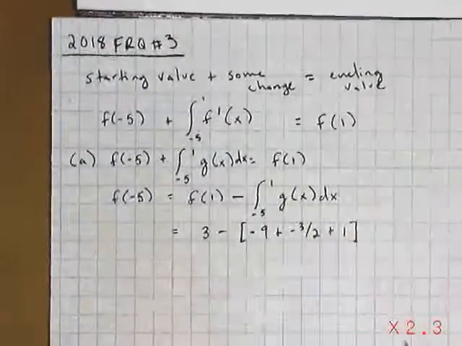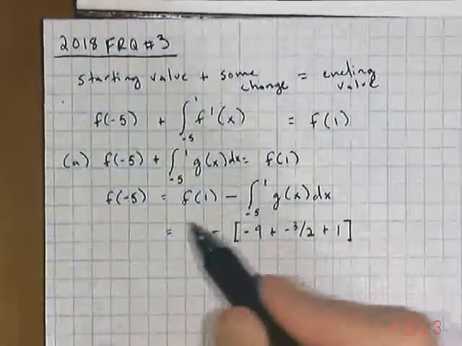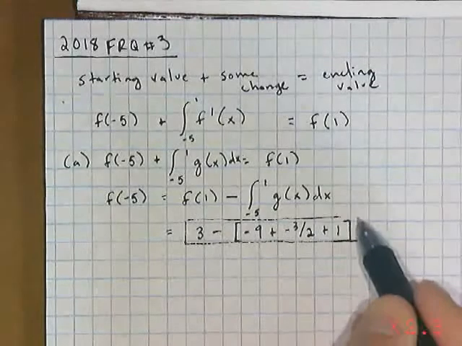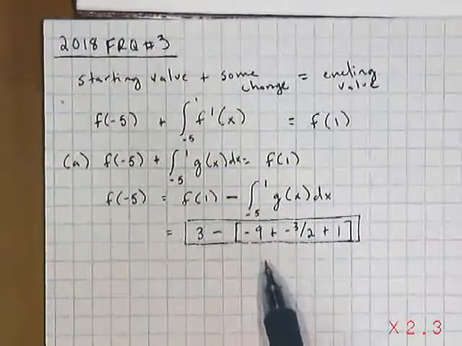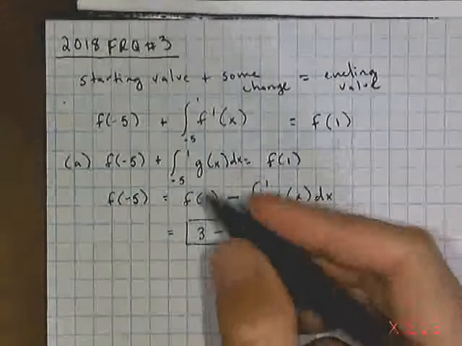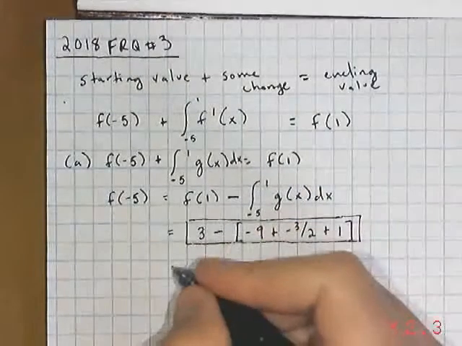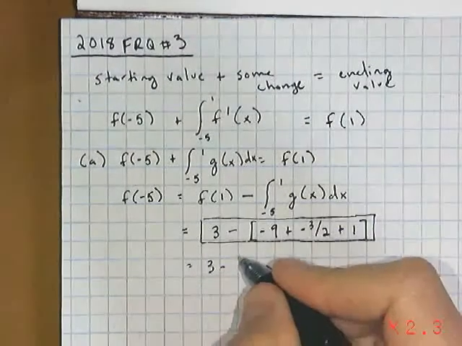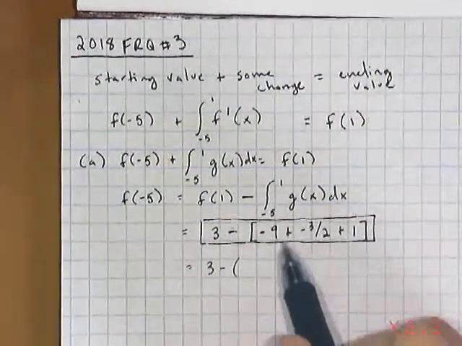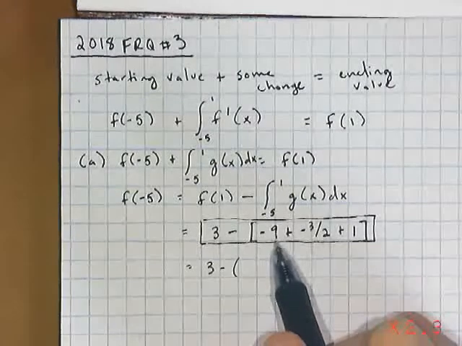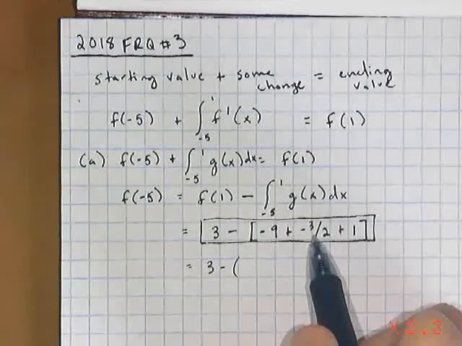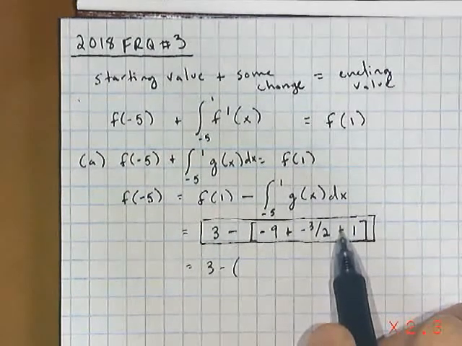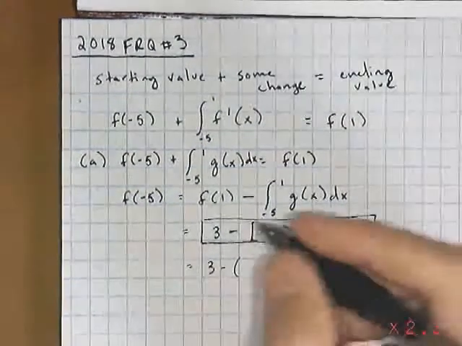I would box this up and run for your life, because the only bad things are going to happen with fractions. Of course, just for the sake of curiosity, we will simplify this, but this is an acceptable answer. If we wanted to get the exact value, we could have 3 minus, turning these into halves, negative 18/2 plus negative 3/2 is negative 21/2, plus 2/2 is negative 19/2.